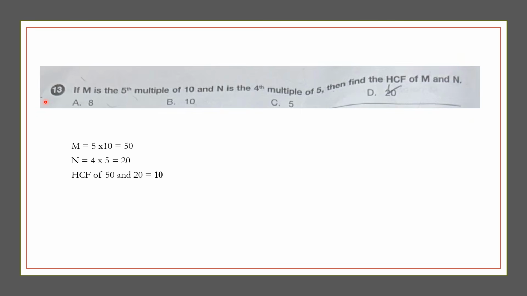Question number 30. If m is the fifth multiple of 10 and n is the fourth multiple of 5, then find the HCF of m and n. So m is the fifth multiple of 10, so it is 50. n is the fourth multiple of 5, so it is 20. Now the HCF of 50 and 20 is 10. So our answer is option B, 10.